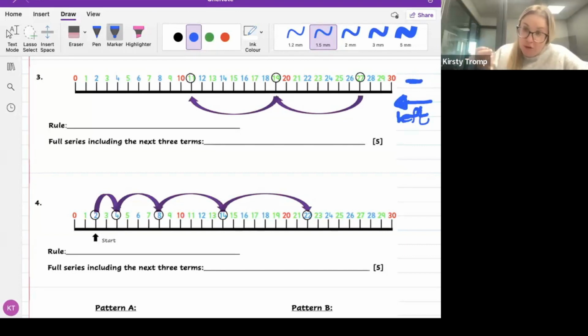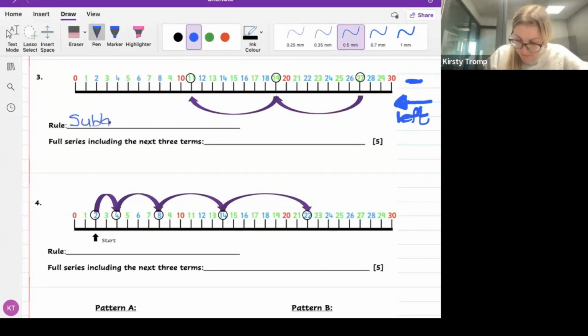All right, so the first thing we could do is write here, subtract, hey? Because we know we're going to subtract. So if we were in a test or an exam, or we're feeling stressed, at least we know if we write the word subtract, they can give us a mark. So that's really good.